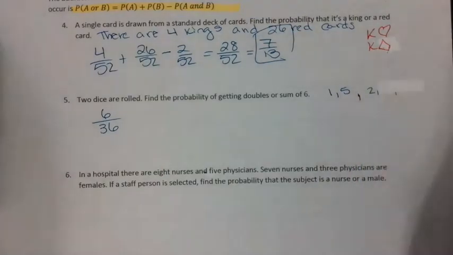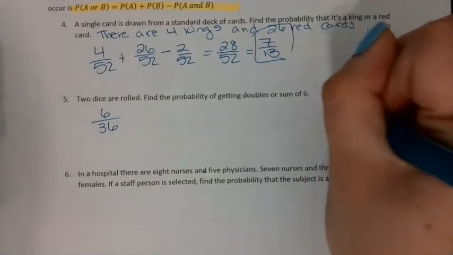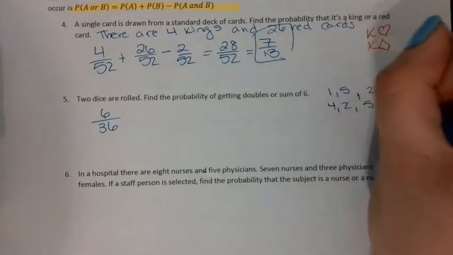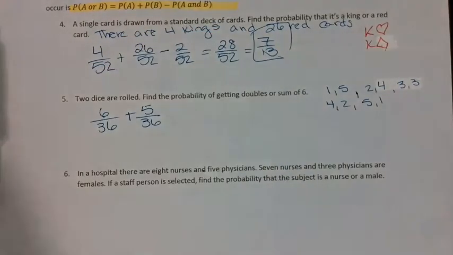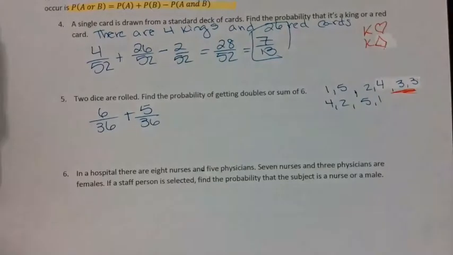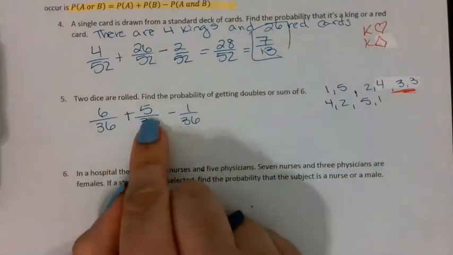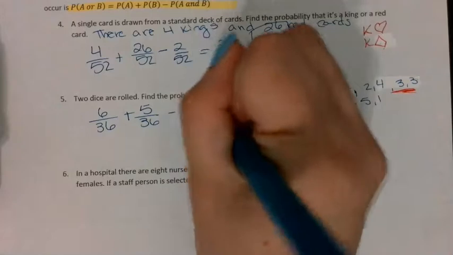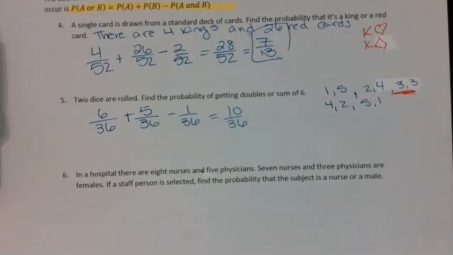These should be adding to 6, not 5. So there's 2 and 4, 3 and 3, 4 and 2, 5 and 1. So there's 5 that add up to 6. Of those, one of those is a double. It's 2 of the same, 3 and 3. So I have to subtract 1 over 36. So 6 plus 5 is 11, minus 1 is 10. 10 over 36 simplifies to 5 over 18.